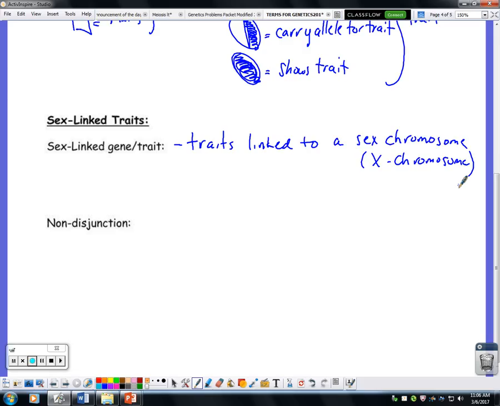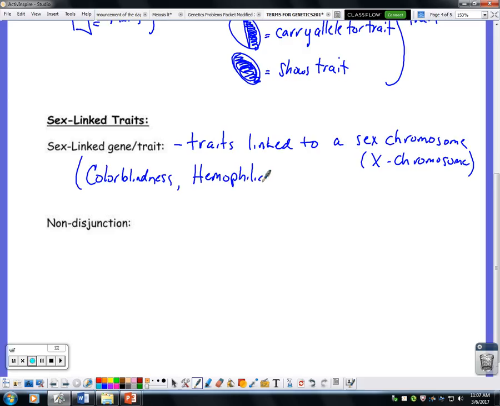Now the thing is that once I start talking about sex-linked chromosomes or sex-linked traits, the two main sex-linked traits that we will talk about are colorblindness and hemophilia. There are others, but those are the two most common, I think, that you would recognize and that we talk about.